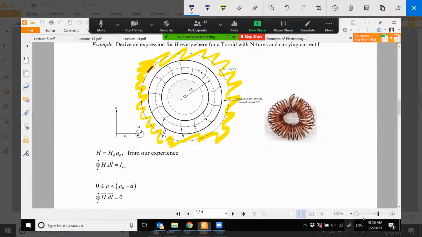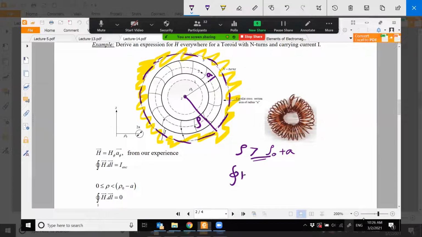Now I'm going to put my Amperian path outside. So this is my Amperian path outside. And now I'm going to apply my Ampere's law there. So this is the case where rho is greater than rho 0 plus A, right? Because this is my rho. And since this is rho 0, from here to here is rho 0, and from here to here is A. So I'm going outside, so it is greater than rho 0 plus A. Now in this case, closed line integral of H bar dot dl bar is equal to the current enclosed.